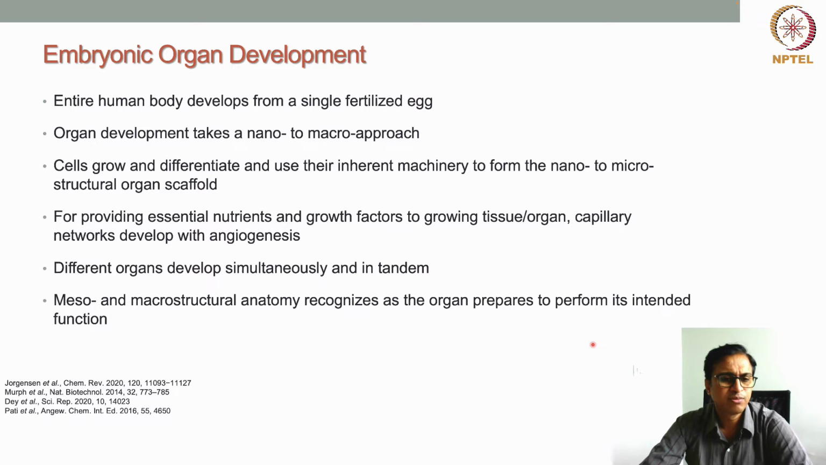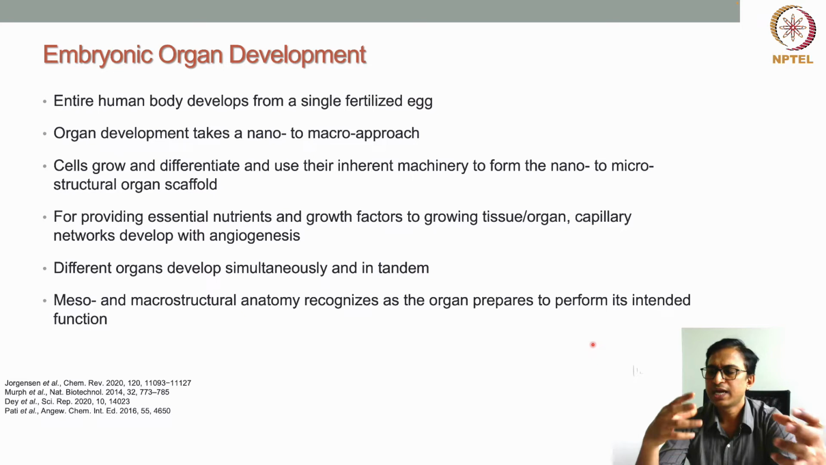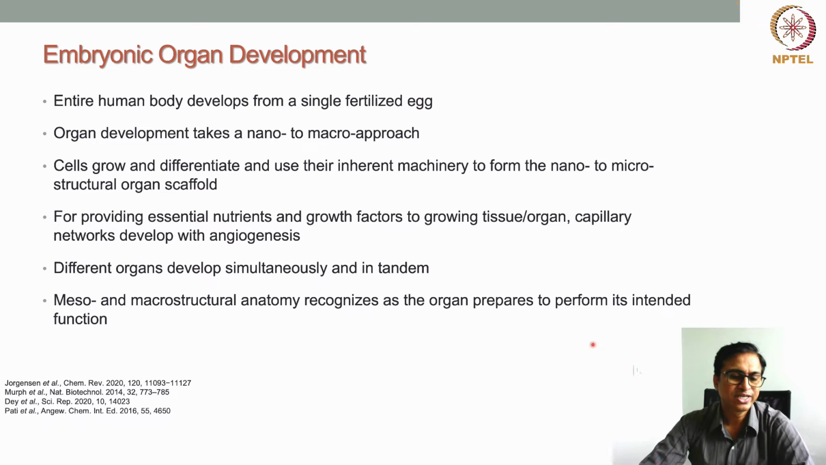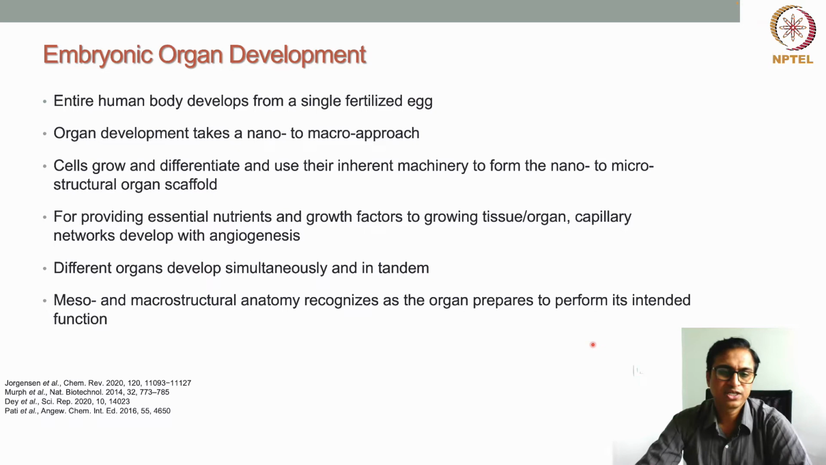Another interesting thing that happens in embryonic organ development is that different organs develop simultaneously and in tandem. That means, if you see in embryonic organ development, from the very earliest tissues, very few cell types, the whole set of different tissues and organs develop simultaneously and along with each other. That is very important to understand, and also very important to understand what the different forces and signals are that generally help in this process of organ generation and development. We need to understand that so that if we can implement it in our bioprinting, that can be a major breakthrough and a major advantage for functional tissue or organ development.